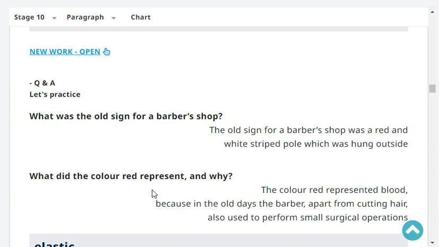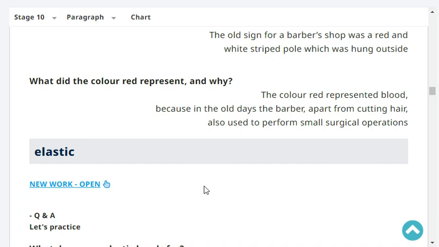What was the old sign for a barber shop? The old sign for a barber shop was a red and white striped pole, which was hung outside. Very good.